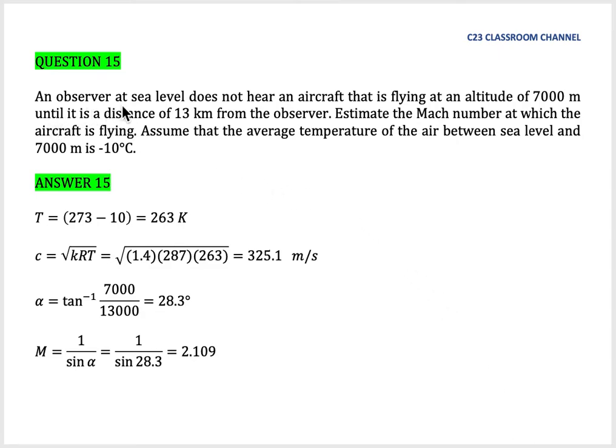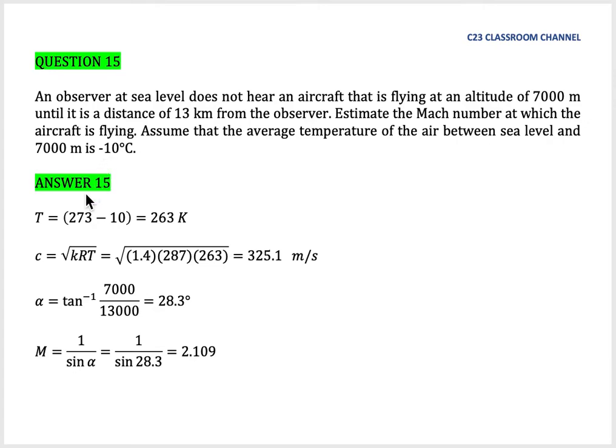An observer at sea level does not hear an aircraft that is flying at an altitude of 7,000 meters until it is a distance of 13 kilometers from the observer. Estimate the Mach number at which the aircraft is flying. Assume that the average temperature of the air between sea level and 7,000 meters is minus 10 degrees Celsius.